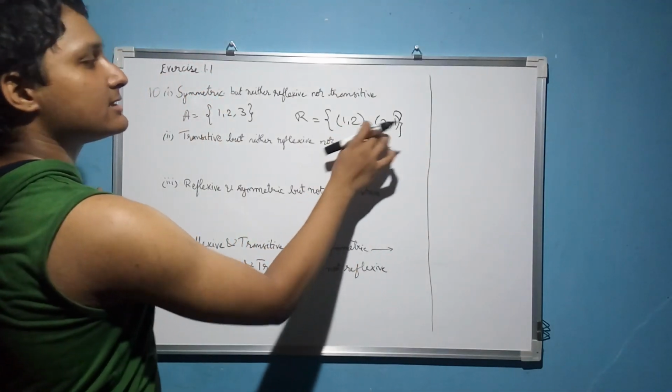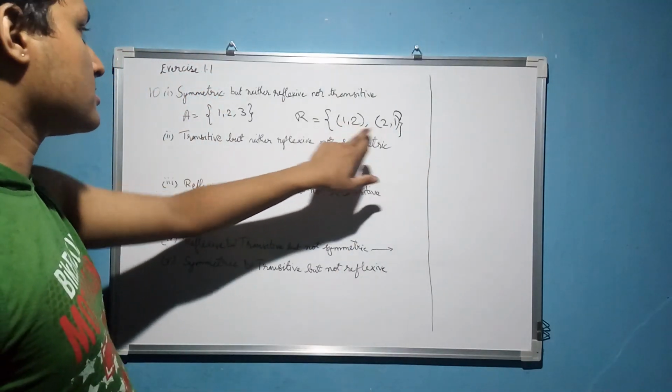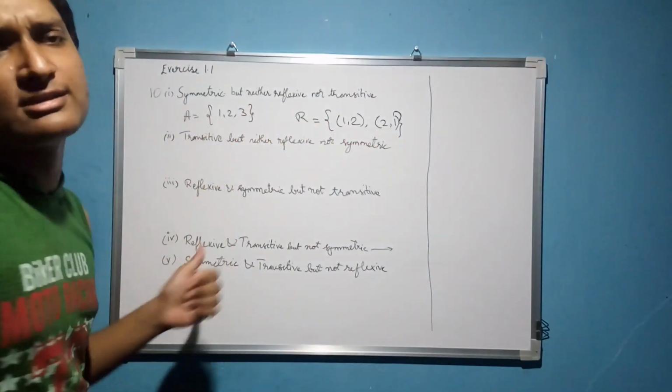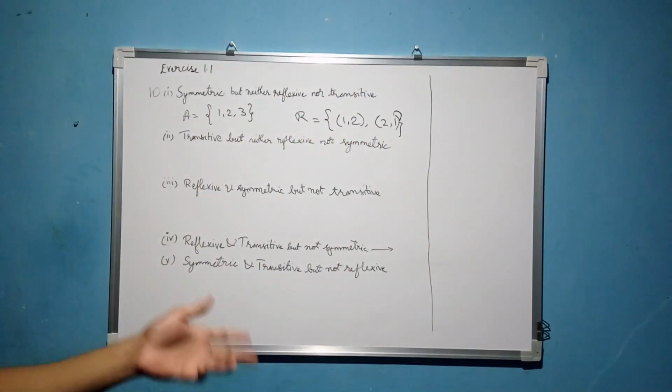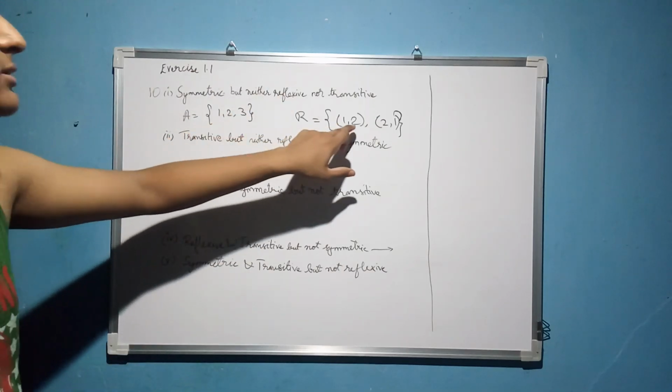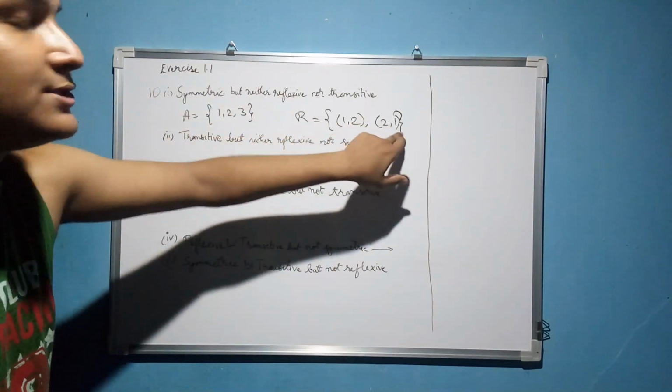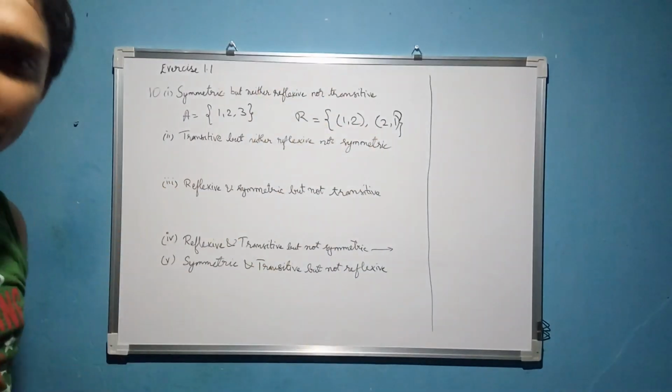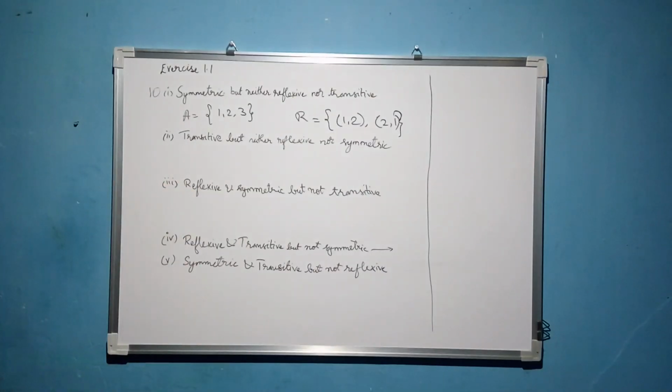You can just see that this is AB, BA. So it is symmetric here. It does not contain 1, 1, 2, 2, 3, 3 such terms. So it is not reflexive. If 1, 2 and 2, 1 are present, 1, 1 should be present. But that is not present. Hence it is not transitive also.